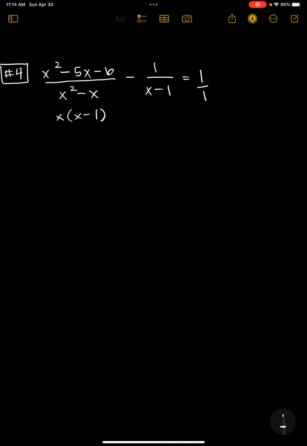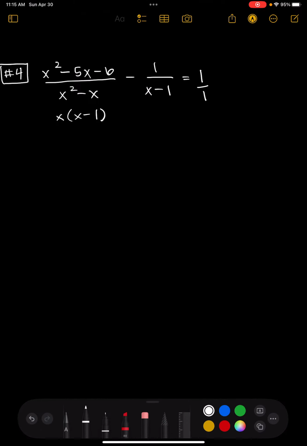So the middle fraction, the x minus 1 fraction, really only needs an x. So I'm going to multiply the top by x and the bottom by x. And then the last fraction, which is 1 over 1, needs all of it. So I'm going to multiply it by x times x minus 1 on top and on bottom.